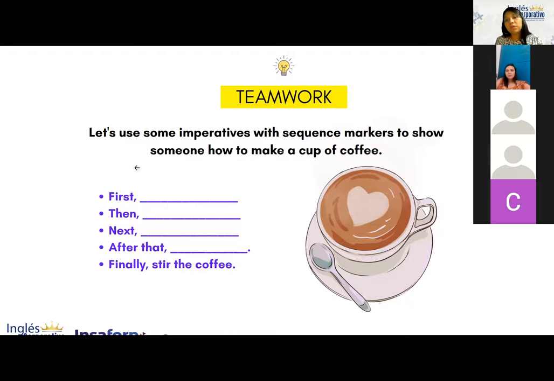Noemi, what are we gonna do? You are going to create a short recipe, okay? Following the steps and using imperatives. For example, I have given you the last step. Stir the coffee. You know, this is an imperative, right? So you need to complete those four. Okay. Perfect.